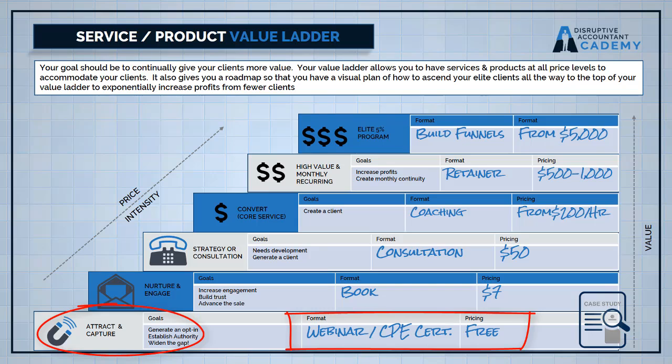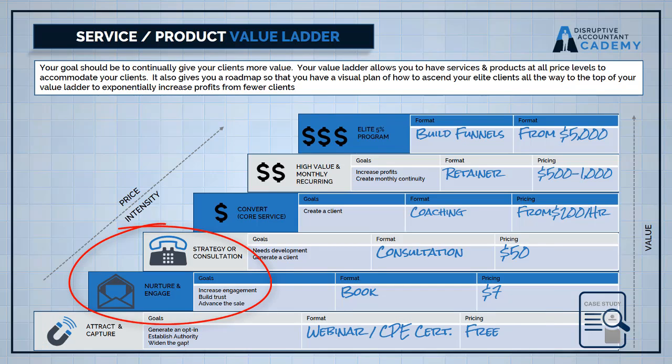Then what you're going to do is you need to have some lower price products to give your prospects a low risk opportunity to see what it's like to work with you. So some of my lower price products included a copy of my book for just $7. And of course, as you'll see in a moment, some discounted initial consultation fees.